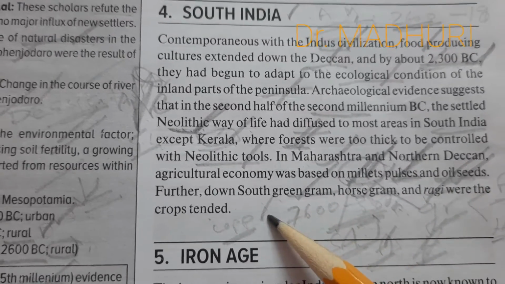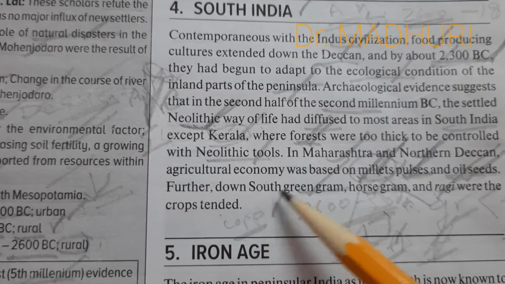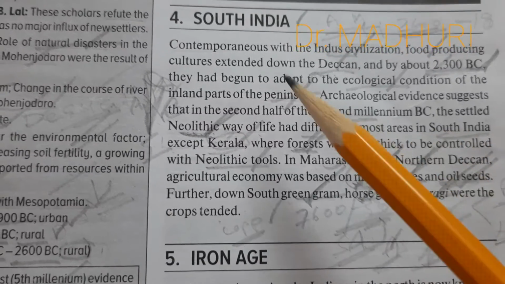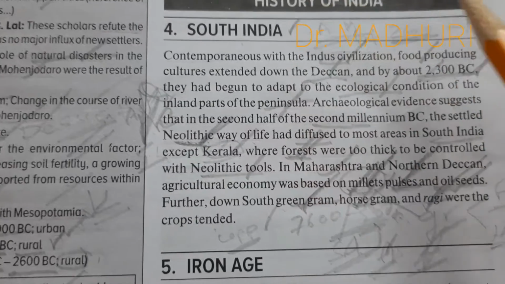Further south, in this part of Andhra Pradesh, Telangana, Tamil Nadu, the area was famous for green gram, horse gram and ragi. So, this is all we need to know about South India regarding the ancient and medieval period of Indian history.